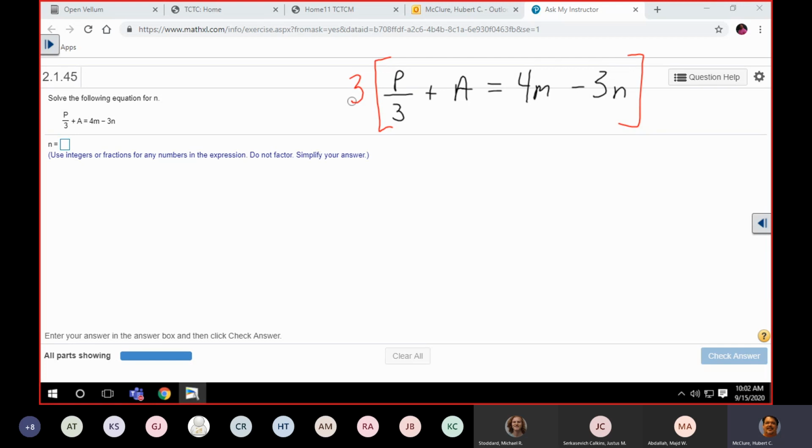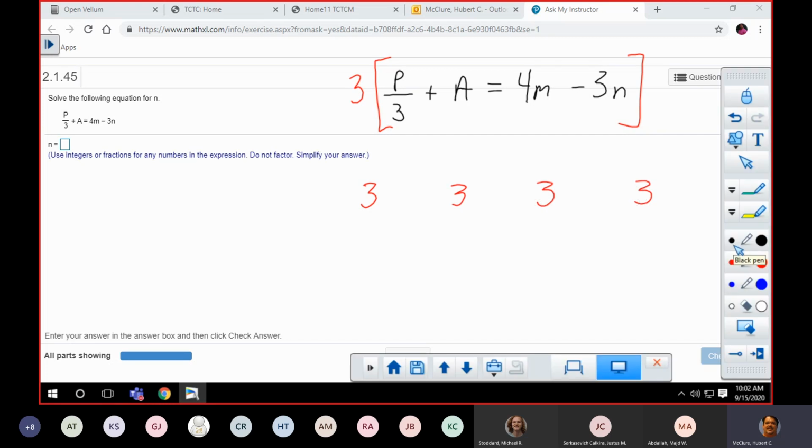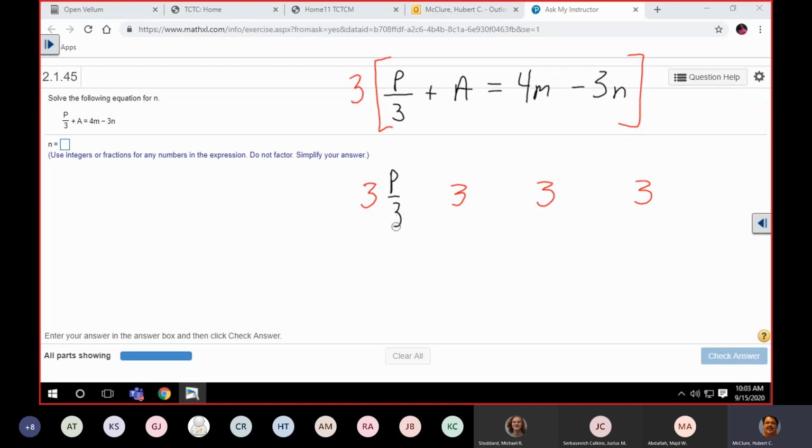So I'm going to put a 3 here, a 3 here, a 3 here, a 3 here. And I'm putting in a baby step for you because I'm trying to help y'all out. You're welcome. I know y'all appreciate it. And there you go. Now all you got to do is the math or the algebra.